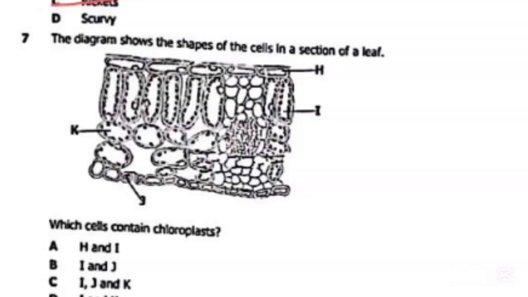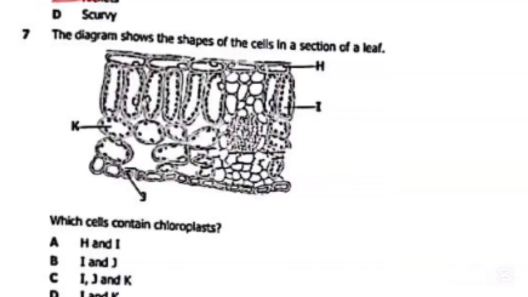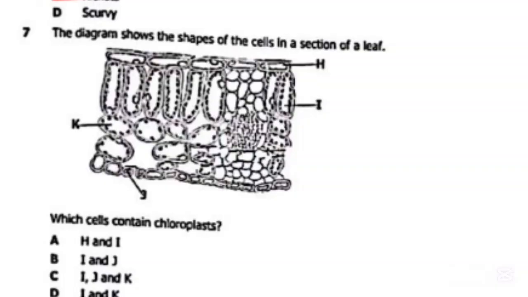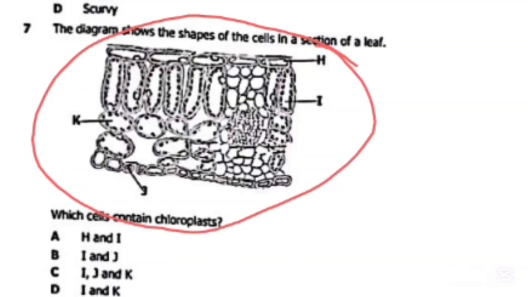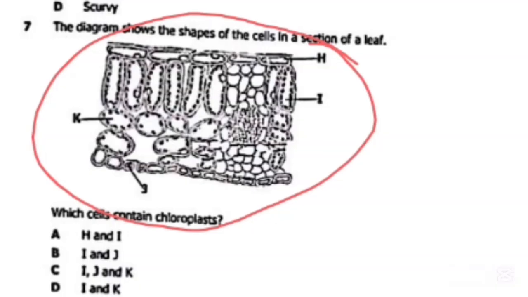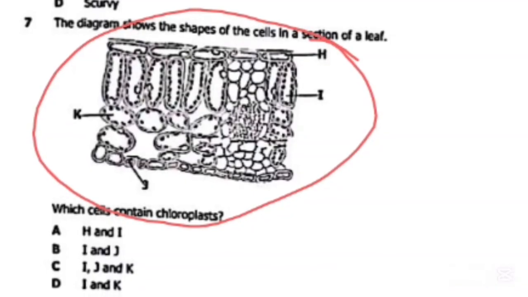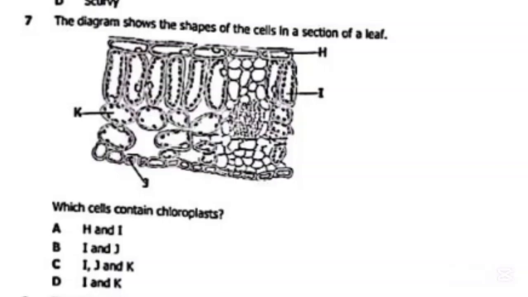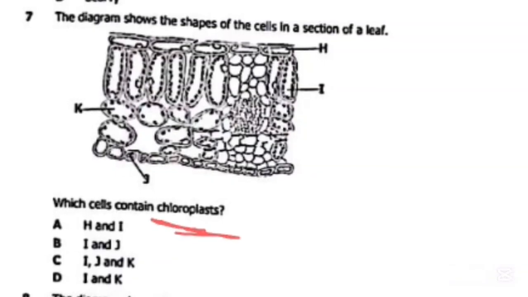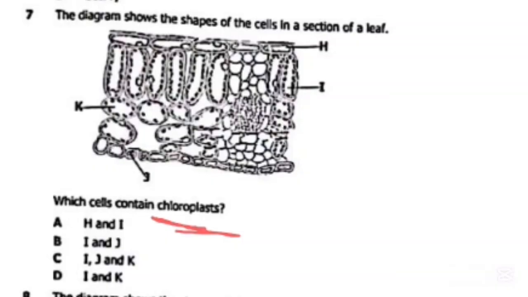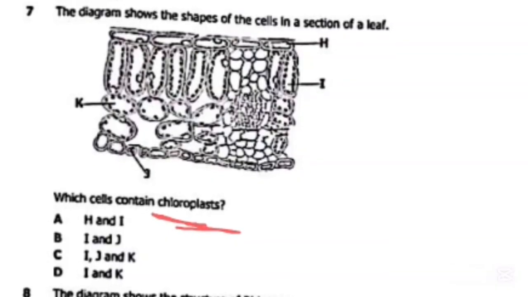Question 7. The diagram shows the shapes of the cells in a section of a leaf. The leaf comes almost everywhere. So this diagram shows a structure of a leaf. Which cell contains chloroplast? I told you that the cells which contain chloroplast are the cells which are what?